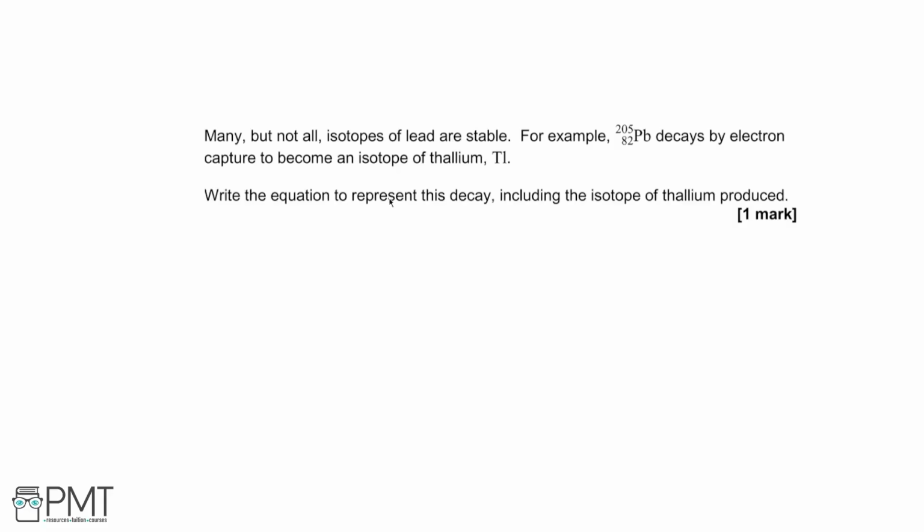The next part of the question says, many, but not all isotopes of lead are stable. For example, 205-82 lead decays by electron capture to become an isotope of thallium, Tl. Write the equation to represent this decay, including the isotope of thallium produced.